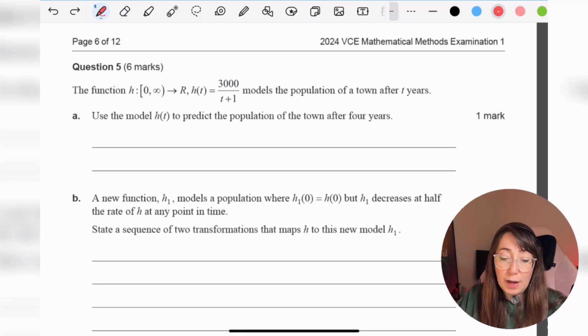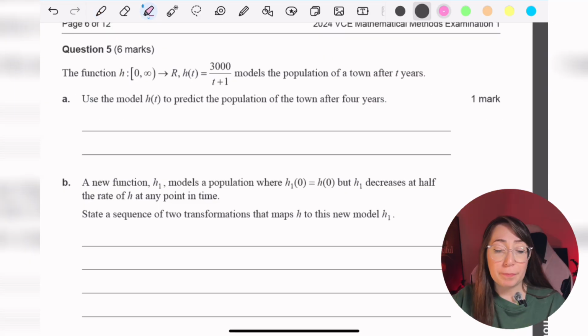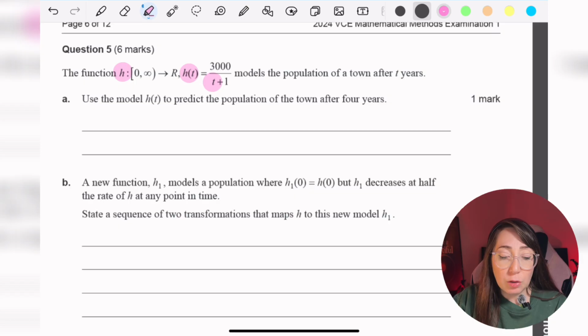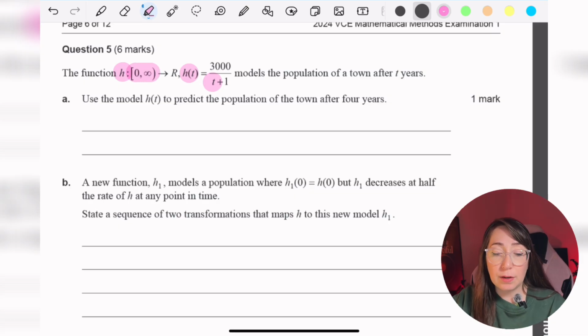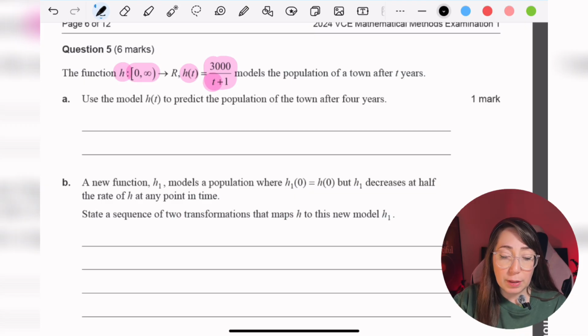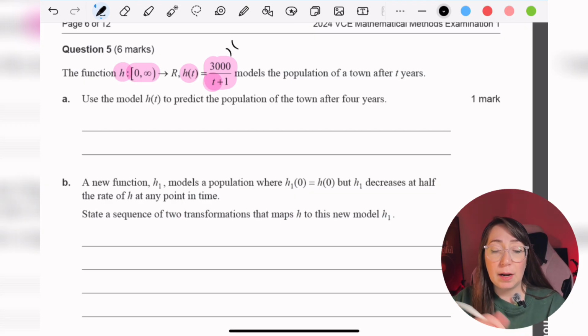On to question 5, some wonderful transformations coming up. Question 5. The function as follows models the population of a town after 2 years. So before we even start with our parts, I just want to highlight key points in this question. So the first thing are the variables that we're using. So instead of x and y, it's just very important to note that we're using h and t. I'll also highlight the domain in case we need that later on. And then of course the actual function itself, which this is a hyperbola. So it looks something like that. I might draw a little sketch just so I know exactly what it looks like.